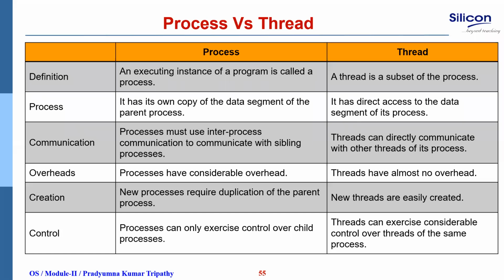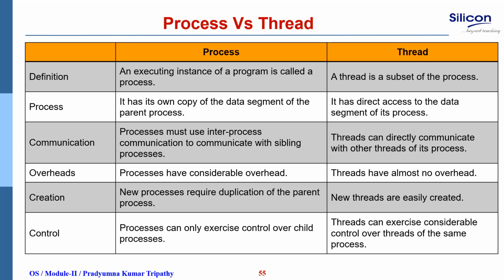What about overhead? Processes have considerable overhead, but threads have almost no overhead because threads share the resources and memory of the process itself. So there is no extra overhead for communication or for other purposes. No overhead means it is a very negligible overhead we can think of.